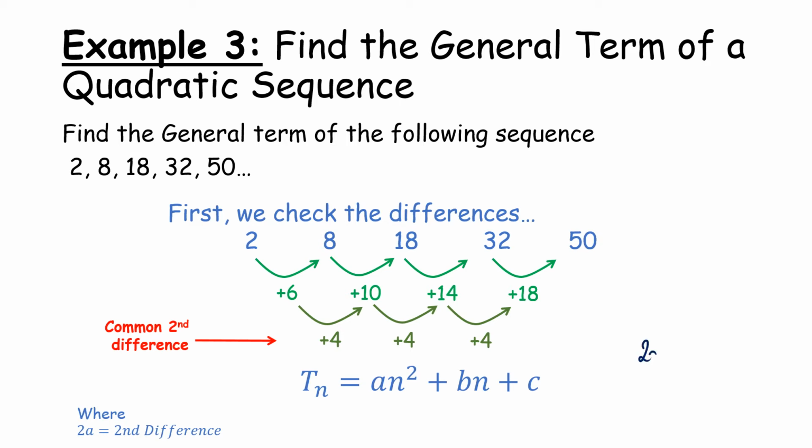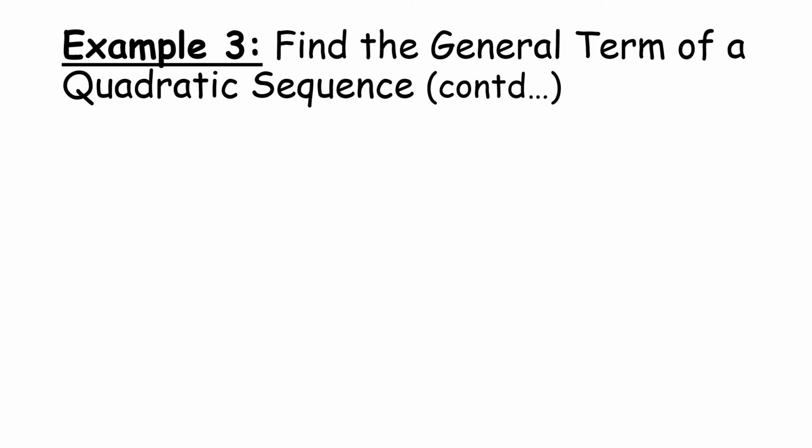So I know that 2a in this case is equal to the second difference, which is 4. Dividing both sides by 2 gives me a equals 2. So I can update this to say that Tn is 2n squared plus bn plus c. I'm just going to move to a blank page to give a bit more space. And just to bear in mind, we need to remember that our first term is 2 and our second term is 8. So far we have 2n squared plus bn plus c.